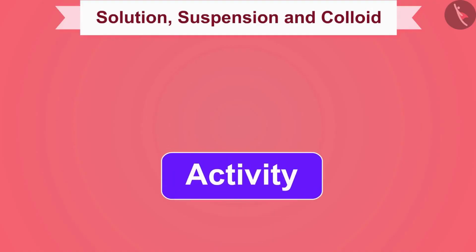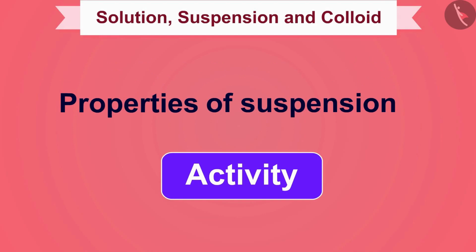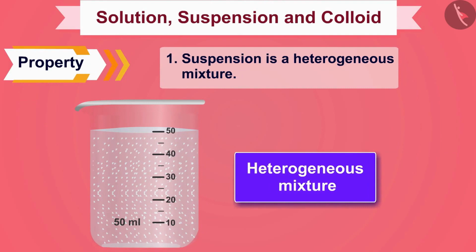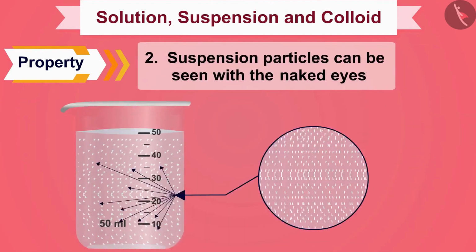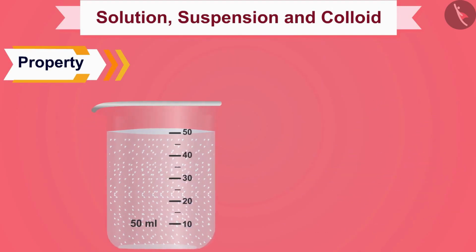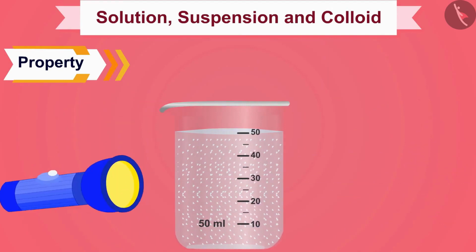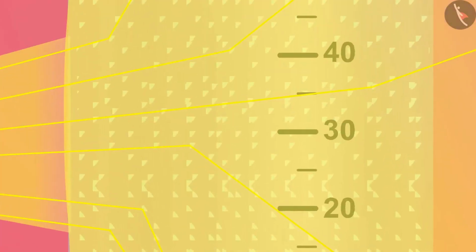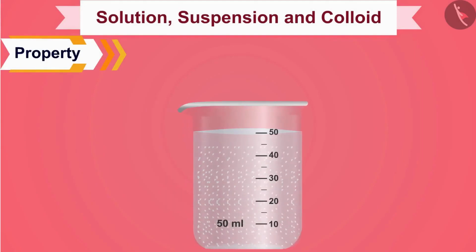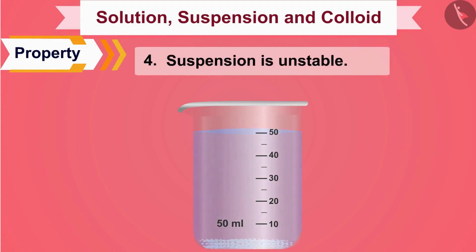Through this activity, we can see the properties of suspension. 1. Suspension is a heterogeneous mixture. 2. Suspension particles can be seen with the naked eye. Now, if we cross a beam of light with the help of a torch in this suspension, we will find that these suspended particles scatter the beam of light, making its path visible. Solute particles settle down when left undisturbed. That is, suspension is unstable.